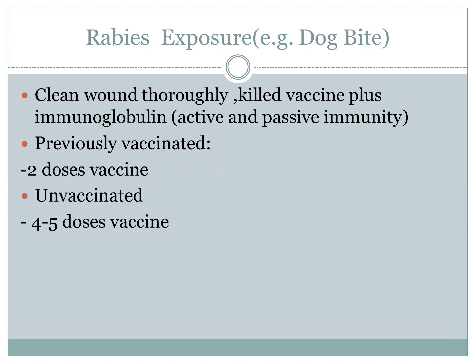Then, if someone gets bitten by a rabid animal, such as a dog, what should be done? The wound should be cleaned thoroughly. Plus, the vaccine should be provided along with immunoglobulins, which is called active and passive immunity. And if the person is previously vaccinated, he or she requires 2 doses of vaccine, and if the person is unvaccinated, he or she requires 4 to 5 doses of vaccine.